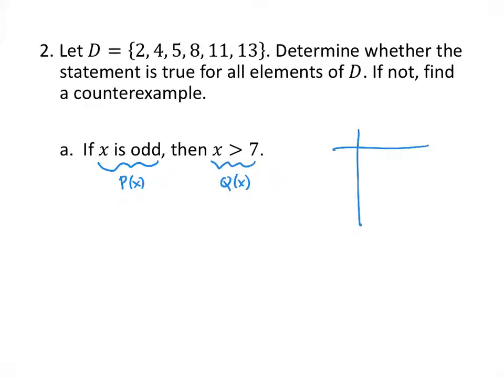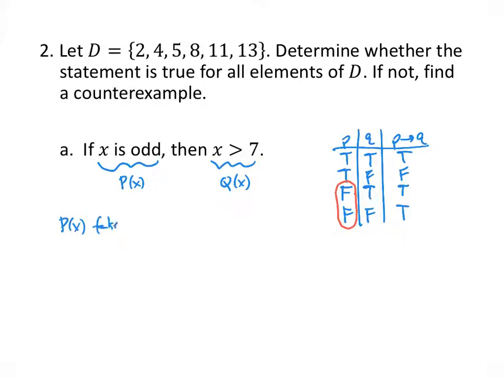And remember, our basic truth table for implications looks like this. P, Q, P implies Q. We only get false if the hypothesis is true and the conclusion is false. It's true every other time. So that means that if the hypothesis is false, it doesn't matter what the conclusion is. It doesn't matter whether Q is true or false. If P is false, then the whole implication is true. So the elements where P of x is false are going to be elements that make this implication true.